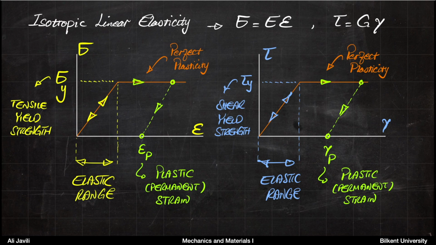The same is exactly happening to the behavior of the material under shear stress. So if you increase the deformation and you come here and you reach the plastic region, when you unload it or when you release your stress, then you come to the point where you have permanent strain, or plastic strain, or permanent shear strain.